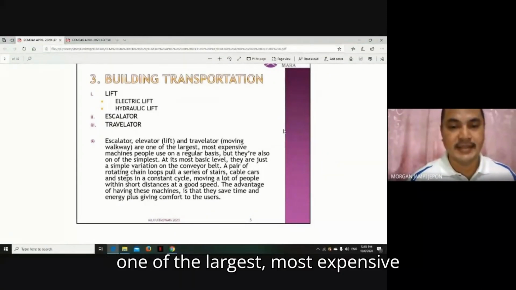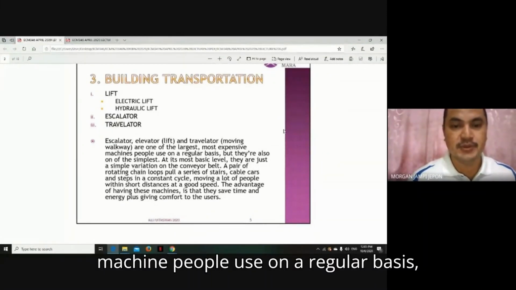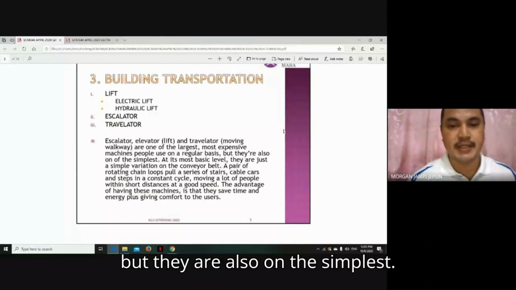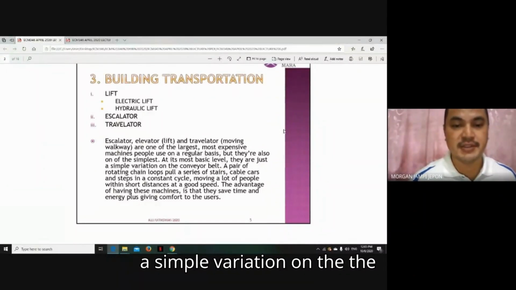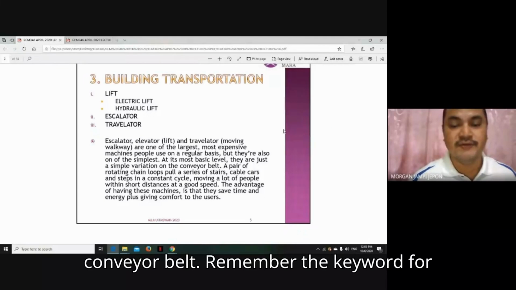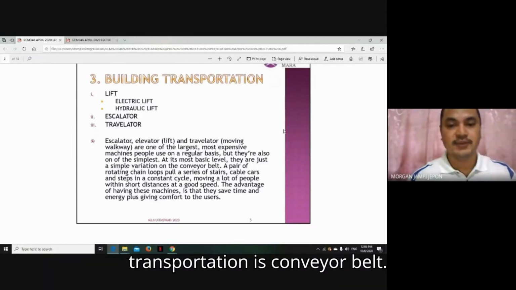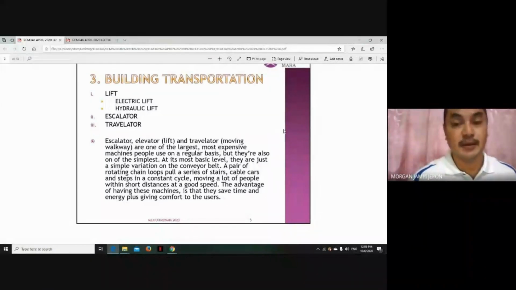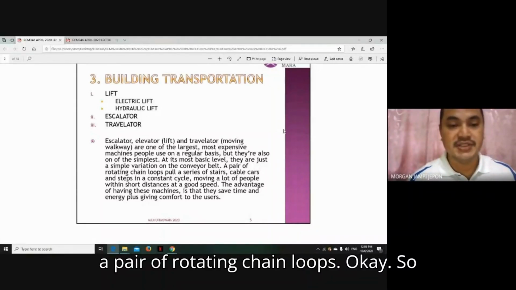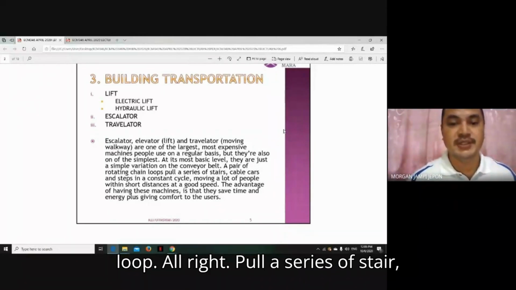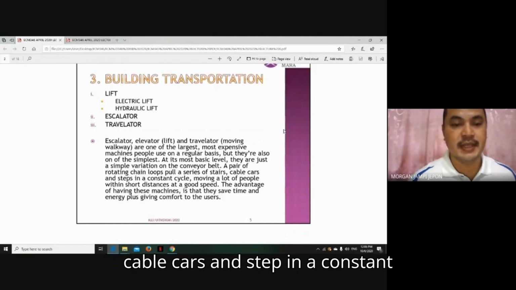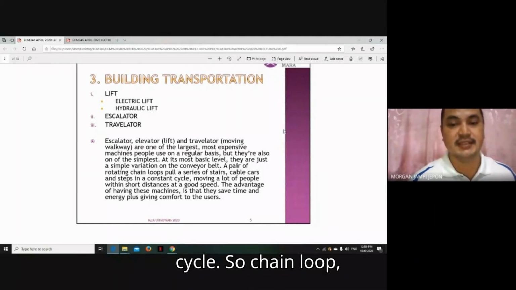One of the largest, most expensive machines people use on a regular basis, but they are also one of the simplest. At its most basic level, they are just a simple variation on the conveyor belt. Remember, the keyword for transportation is conveyor belt. A pair of rotating chain loops pull a series of stairs, cable cars, and steps in a constant cycle.